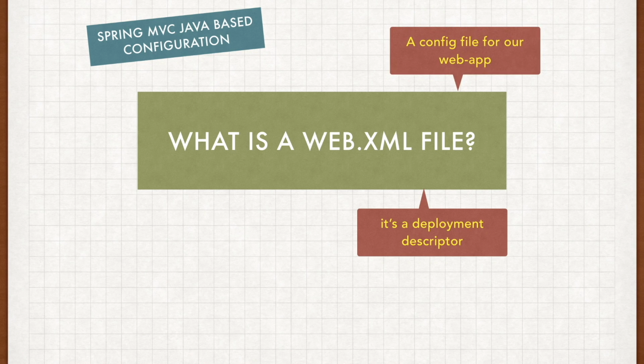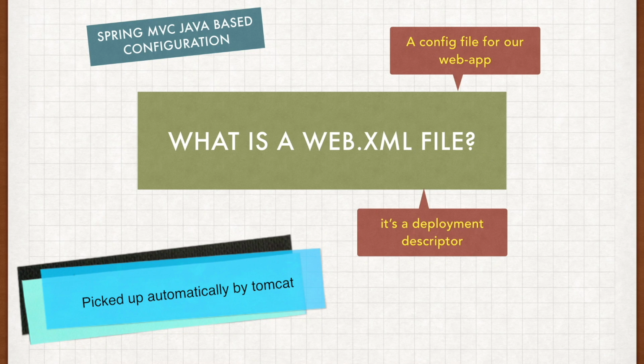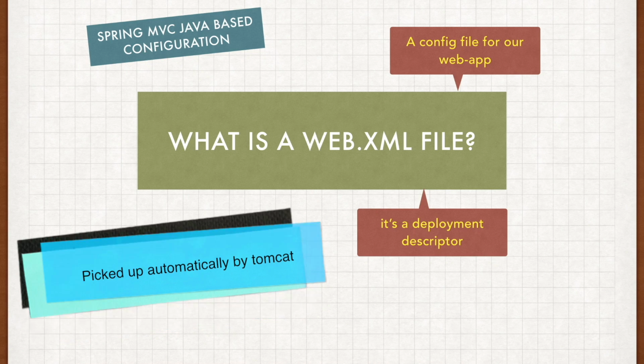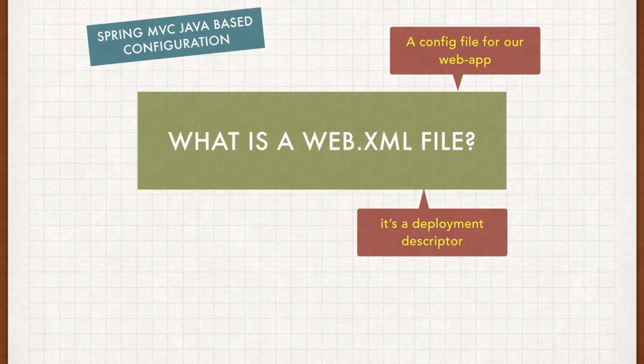The deployment descriptor is basically a configuration file for our web app. All the configuration that we want to do for our web app, we can do inside the web.xml file, and the web.xml file will be automatically picked up by the web server. The web server will be Tomcat or JBoss or something else, right? The server will pick up this web.xml file automatically and read the configuration done by the developer.